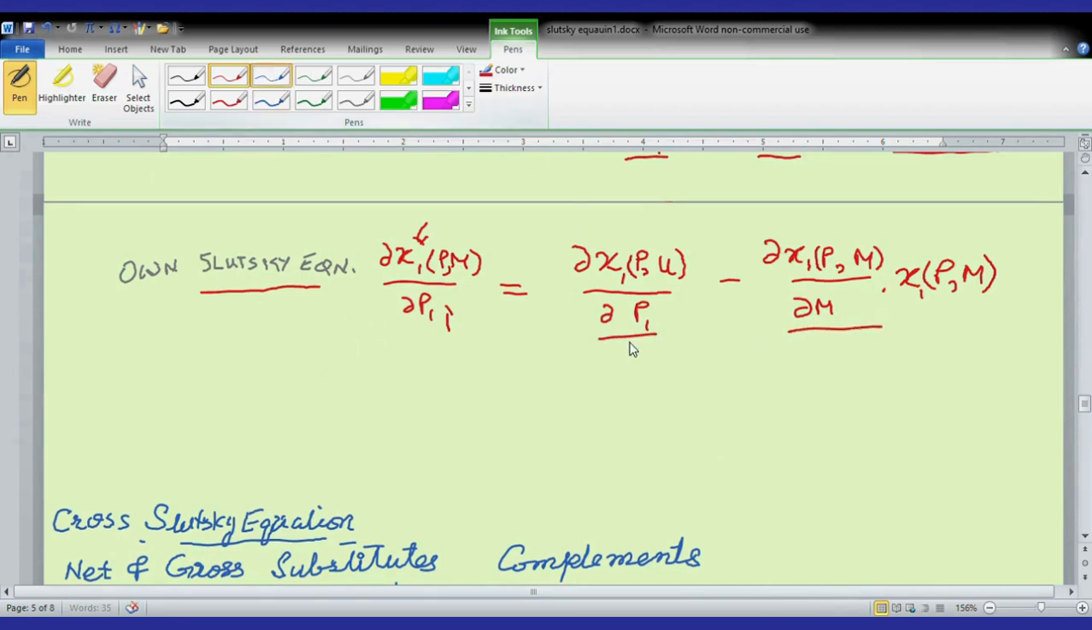If we look into the first term on the right hand side, we have reason to believe that it is non-positive, so it should either be less than 0 or equal to 0. The second term on the right hand side can be both greater than 0 and less than 0, depending upon whether the good is a normal good or an inferior good.